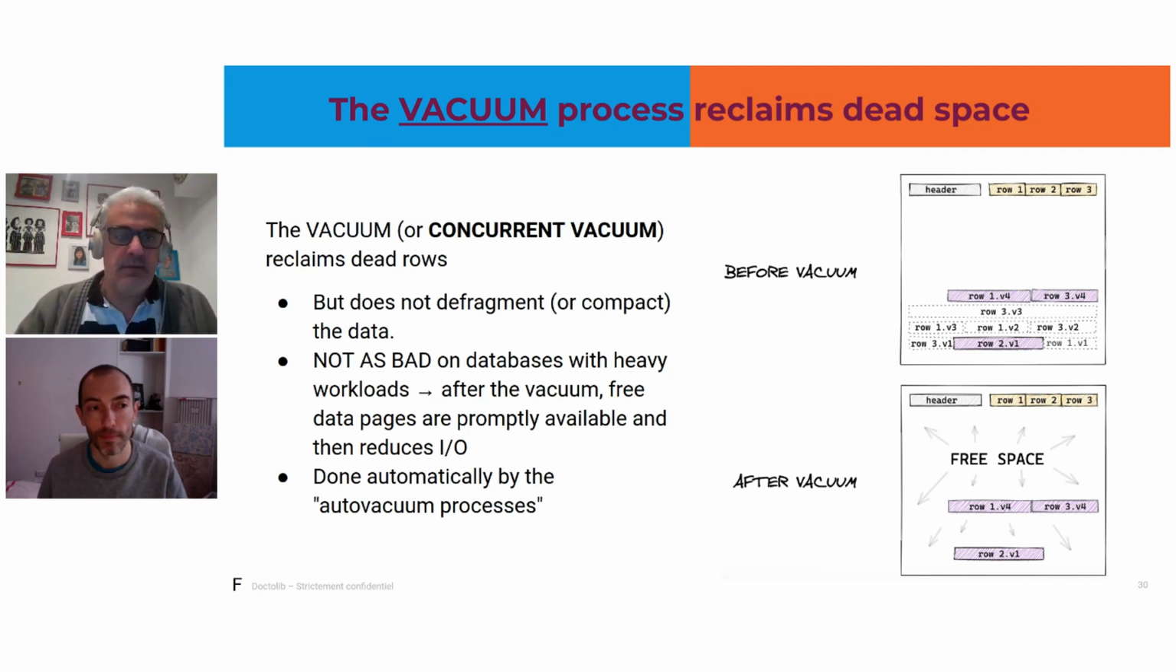It's not bad on databases that have a high modification workload. And if you do vacuum frequently, you can also control the amount of I/O you will be doing in your tables with your sequential scans and other bitmap heap scans that you like to do. And actually, Postgres does that automatically for us with a process called the auto vacuum.